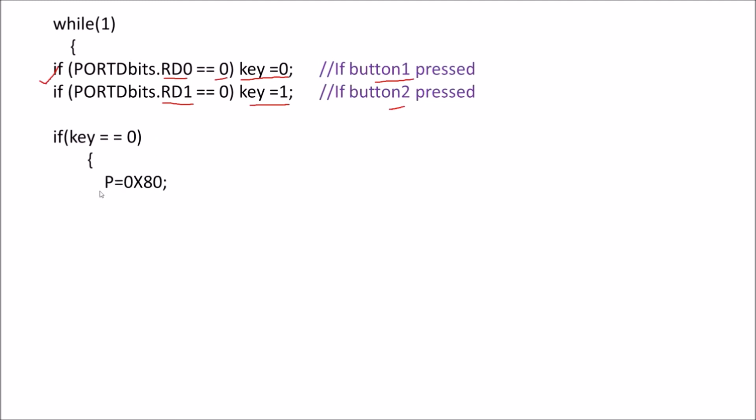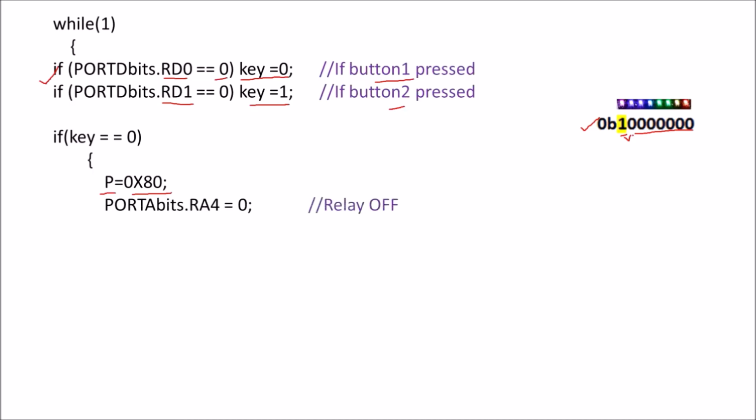So here we'll write the instruction: if key is equal to 0, this variable p is initialized with 0x80. Why is it so? We'll send this data initially to the LEDs. So what will happen? This LED will glow and all other LEDs will turn off. Initially we'll send this data to port B. So this LED will glow and all others will turn off, and then we'll shift this 1 in the right direction.